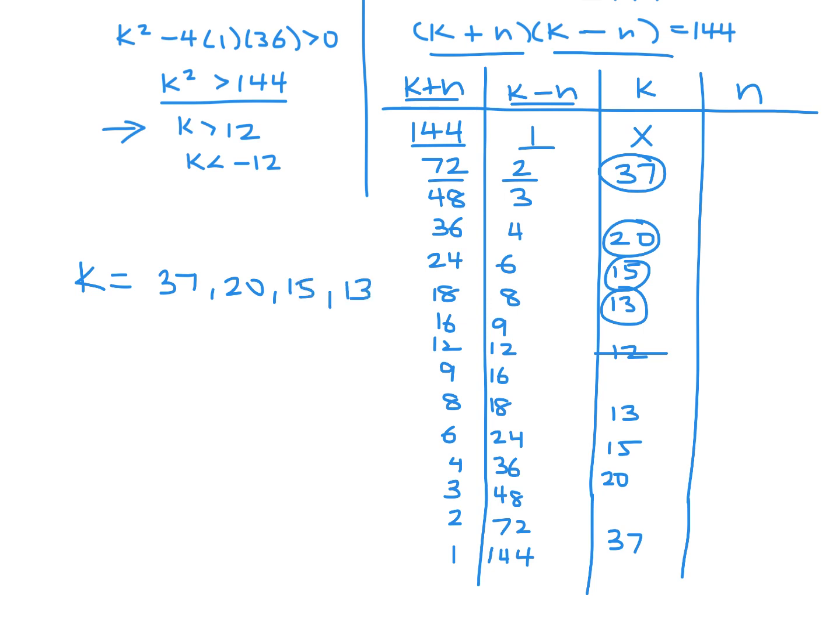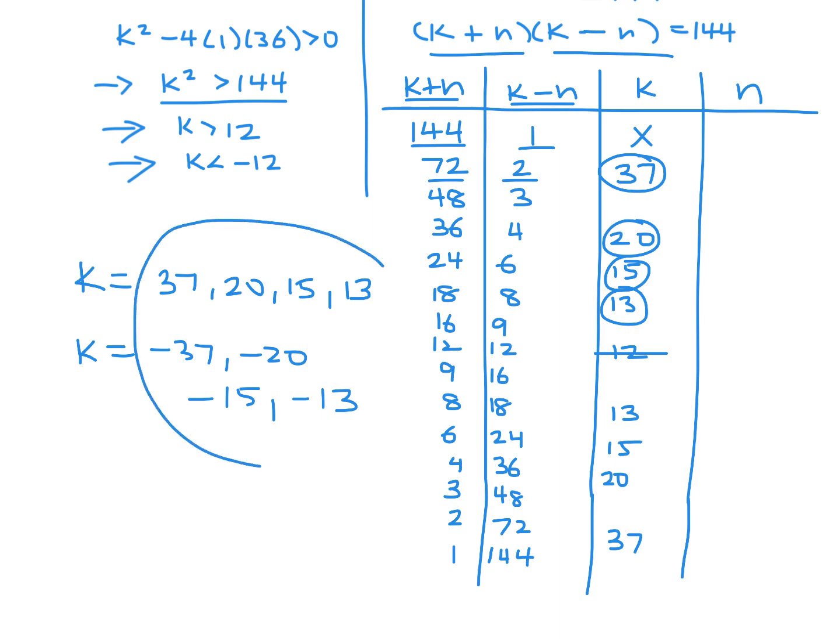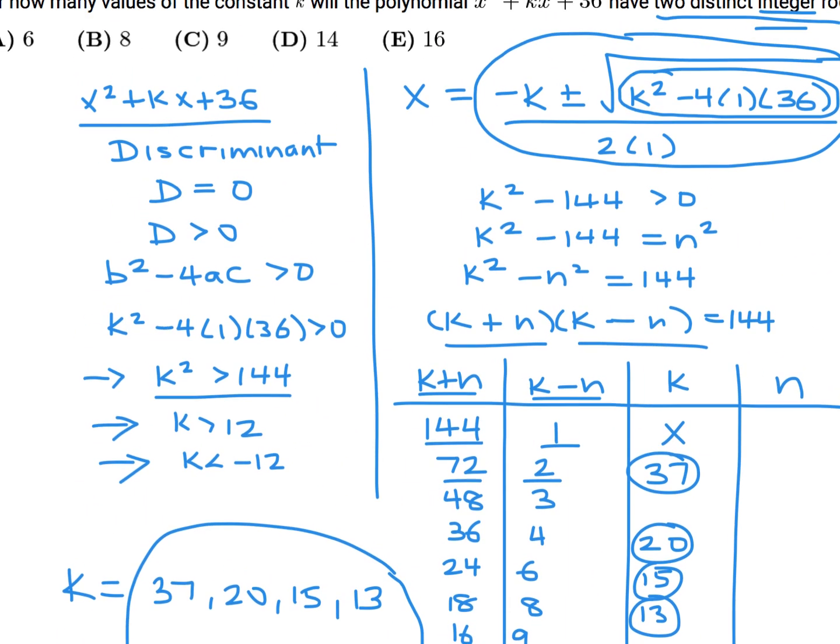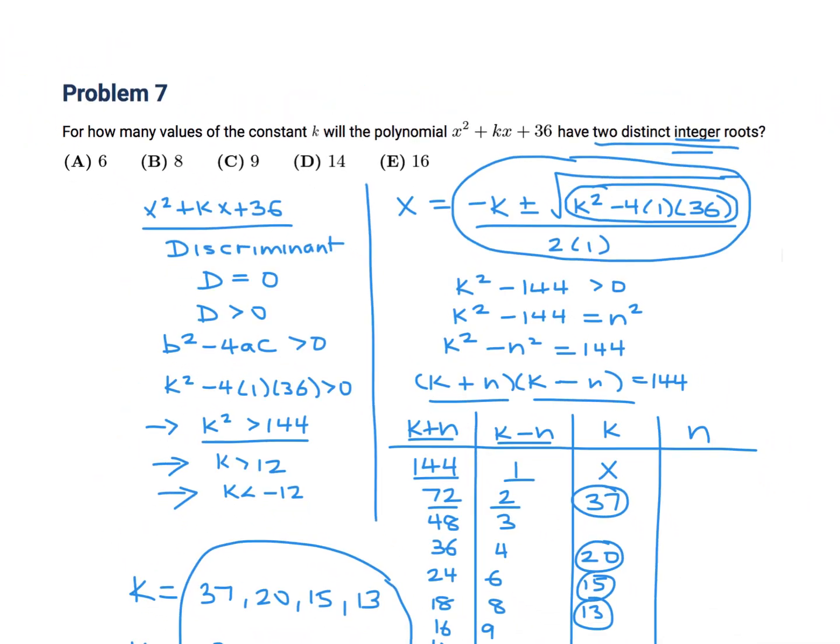But here's the thing. k can also be less than minus 12. So that makes me think that the negative values will also work if you sub them into this discriminant. For example, minus 37, minus 20, minus 15, and minus 13. So that means there are going to be 8 in total. And therefore, the answer to number 7 would be choice B.